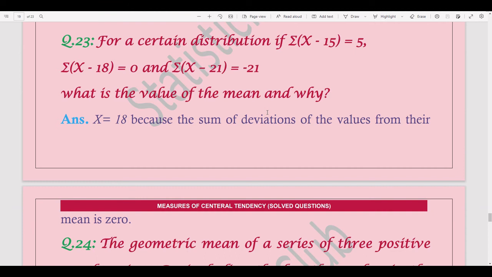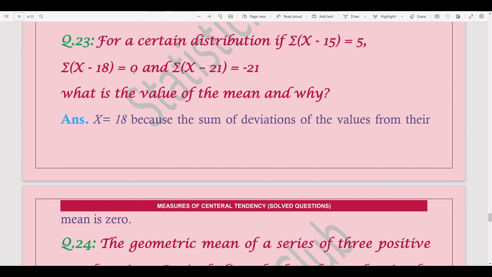x is equal to 18, because the sum of deviations of the values from their mean is 0. This is the property of arithmetic mean: the sum of the deviations from their mean is equal to 0. So because this is 0, we can say that 18 is the mean. The sum of the squared deviations from the mean is minimum.